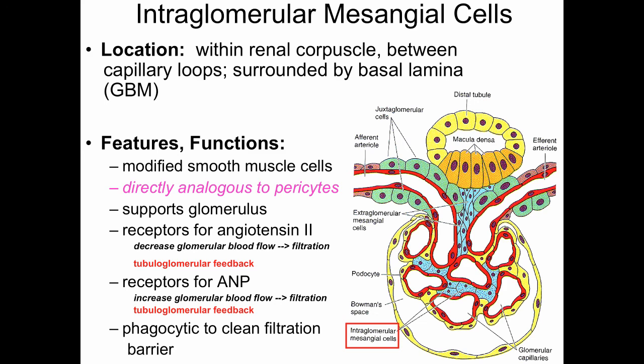And this is an important point because at one point people used to assume that the intraglomerular mesangial cells were monocyte-derived cells because they were phagocytic. They are absolutely not monocyte-derived cells. These cells are modified smooth muscle cells. Their contractile ability and the receptors they have on them allows them to play a role in tubuloglomerular feedback, but they also have the specialized ability to be very phagocytic, to clean the glomerular filtration barrier.